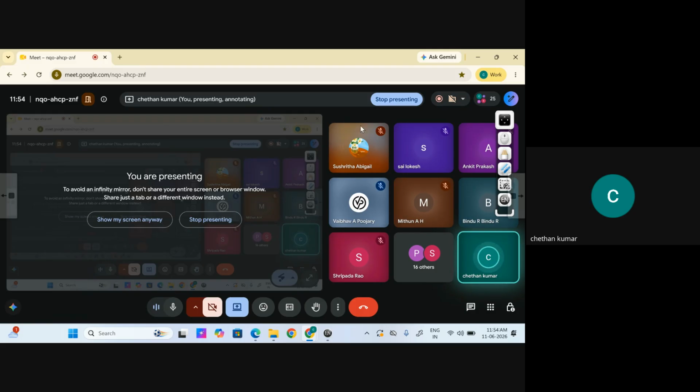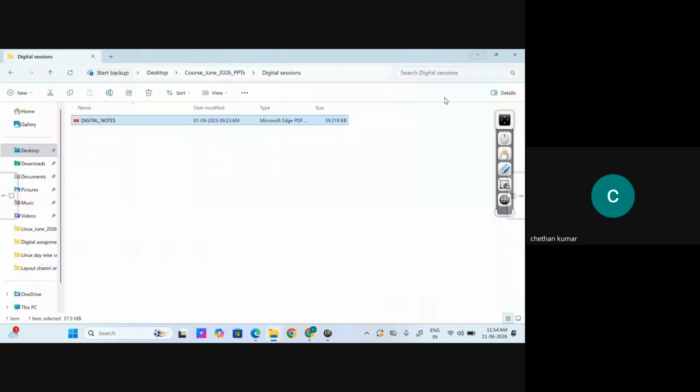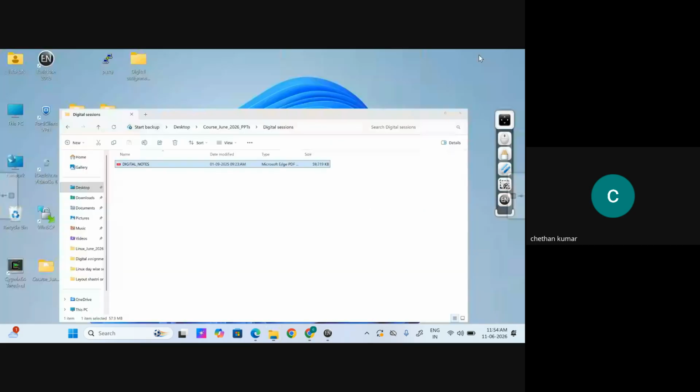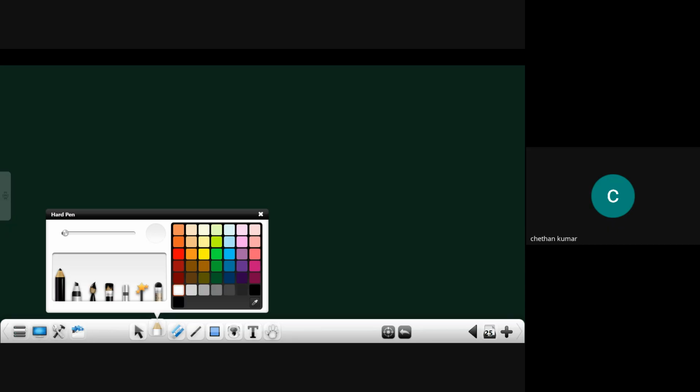Okay, let me restart the session. Before the break, we were talking about number systems and types of number systems, and how to solve number system questions, correct? Now let us talk about complements of the number systems. What is meant by complements? Why do we need complements? What is the use of complements in the number system?